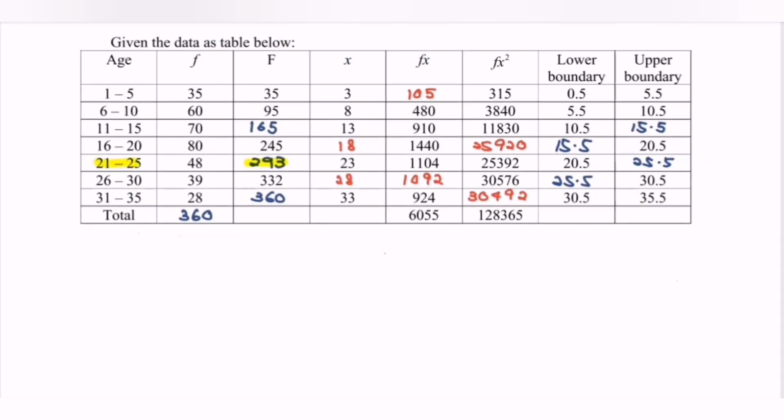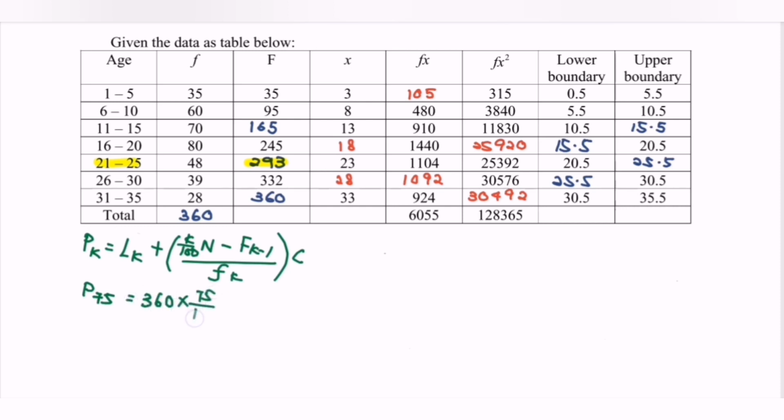Next is to find the situation for percentiles. Given the formula for percentile, P sub K is equal to LK plus bracket, where we have K over 100 multiplied with the N, minus the FK minus 1, over FK, multiplied with the class size. So referring to the situation where we have P75, we have to identify the location for P75. We have 360 multiplied with 75 over 100. So the location for P75 will be equal to 270.